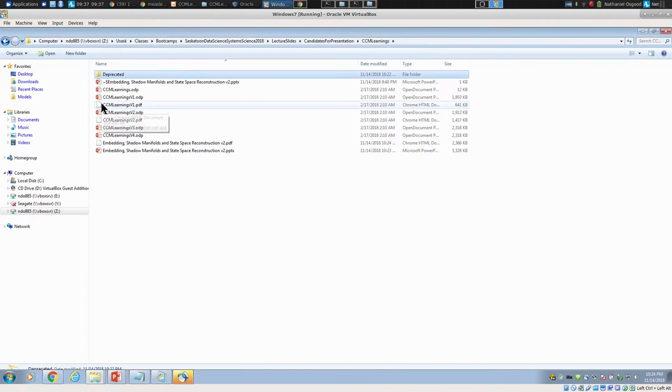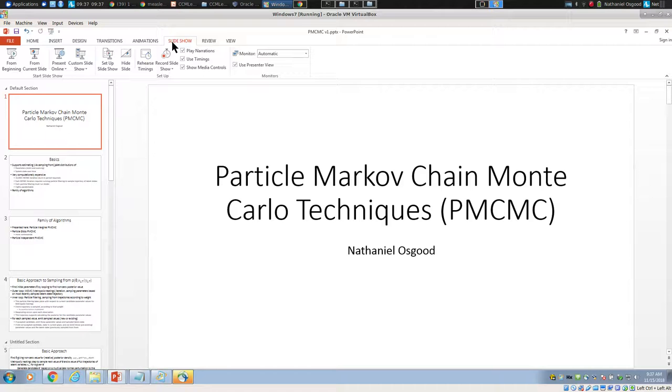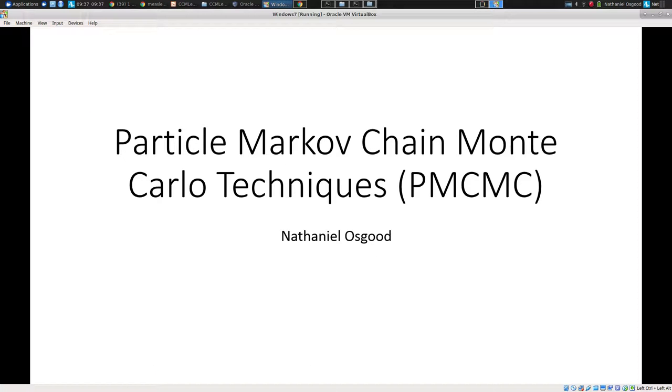Now, particle Markov chain Monte Carlo techniques represent, again, a family of techniques that I'm not going to spend as much time on. There's two reasons for this. Number one, they are fairly technically gnarly. In other words, there's a lot of details there. And the seminal paper that established their viability and approaches is notoriously dense among mathematical statisticians.